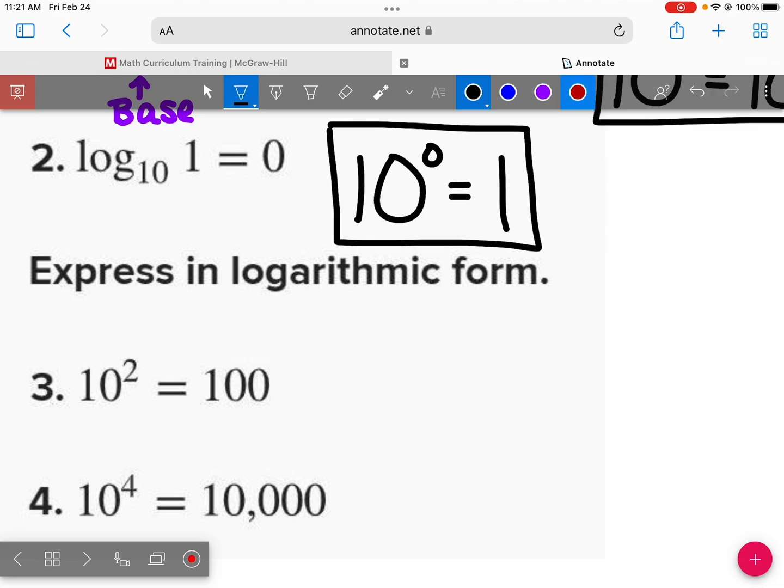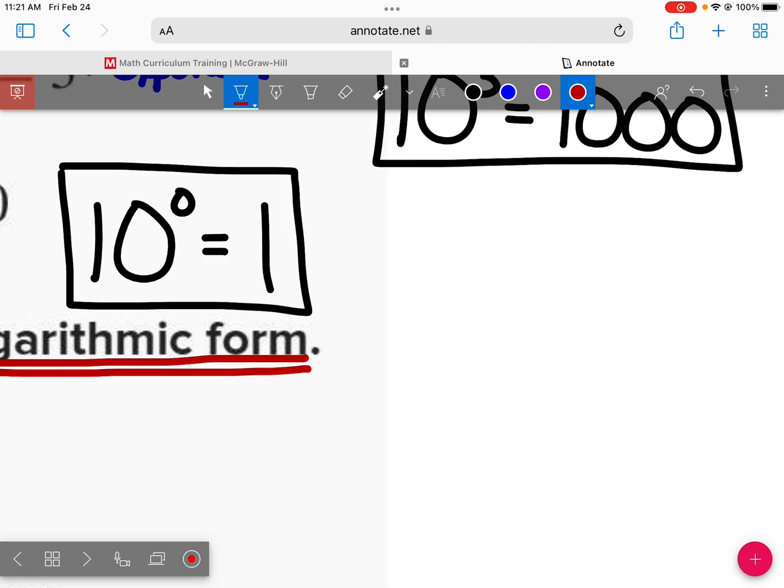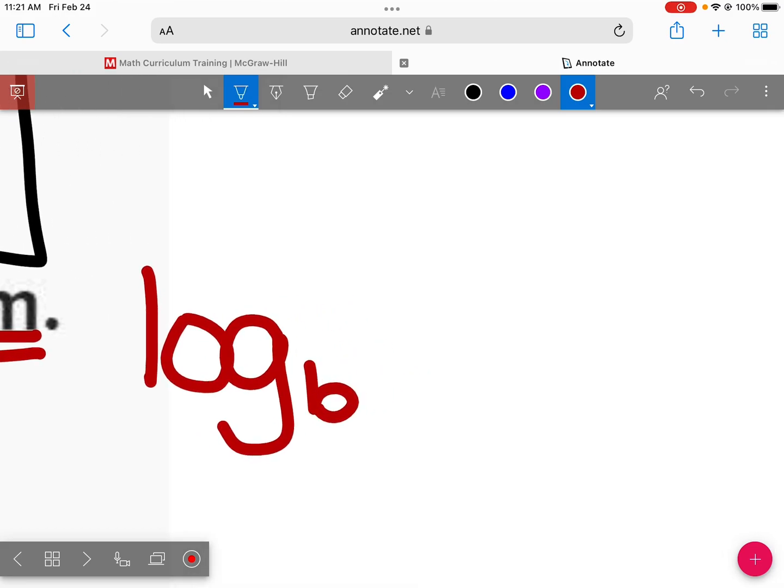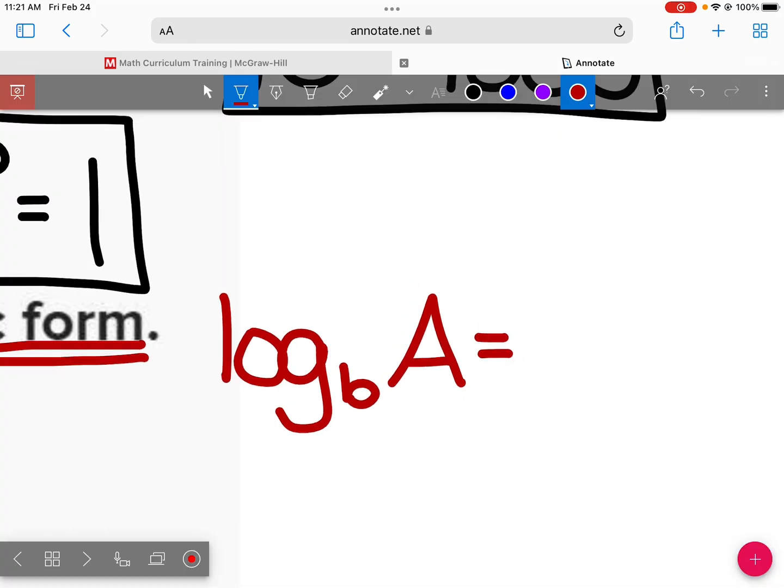For numbers 3 and 4, we're going to rewrite these in logarithmic form. So when we write it in log form, it starts with log. And then what comes after that? 10, the base, which in this case is 10 for both of them. And then what would come after that? Yep. My argument is equal to, when I'm just talking about writing in log form, it's log base argument equals exponent.